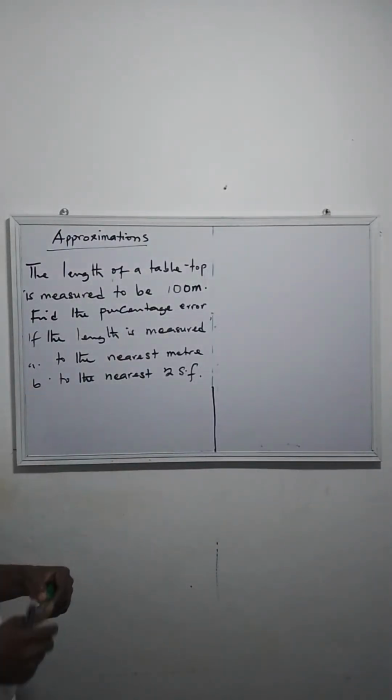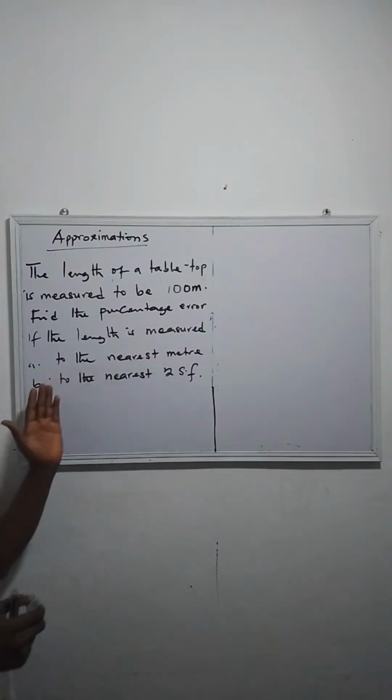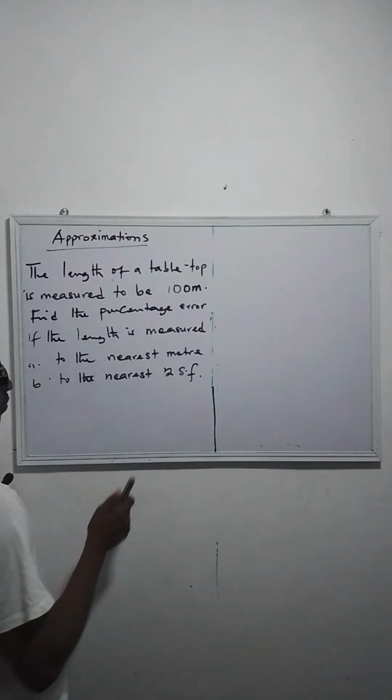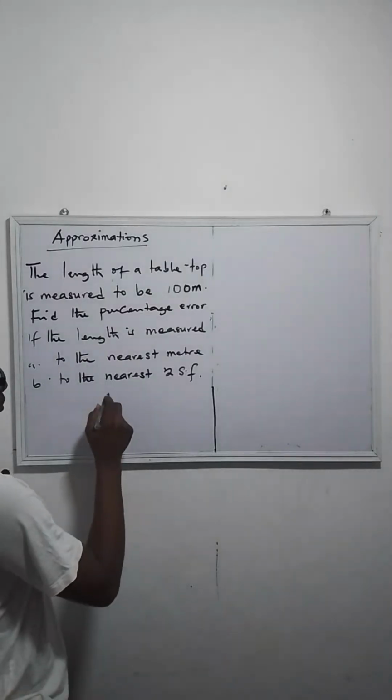Now the length of a table top is measured to be 100 meters. So you have to find the percentage error if the length is measured (A) to the nearest meter and (B) to two significant figures. Okay, so solution.